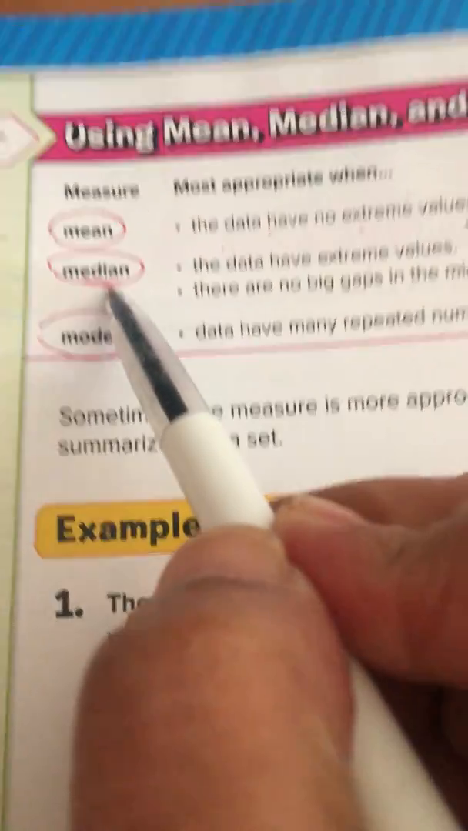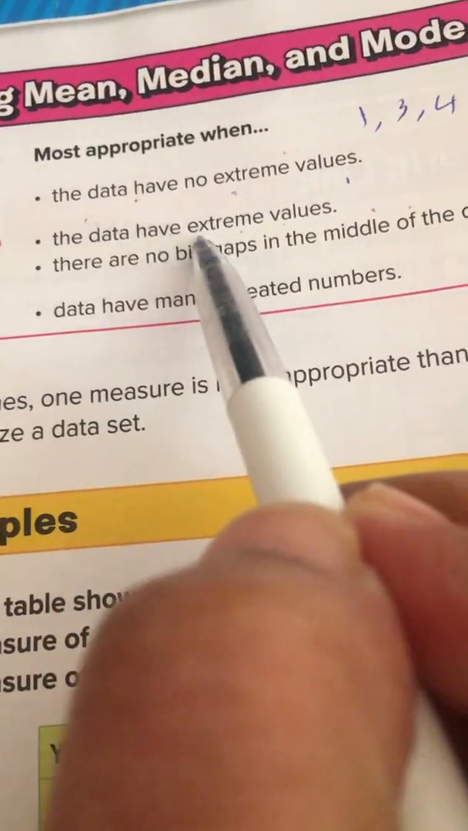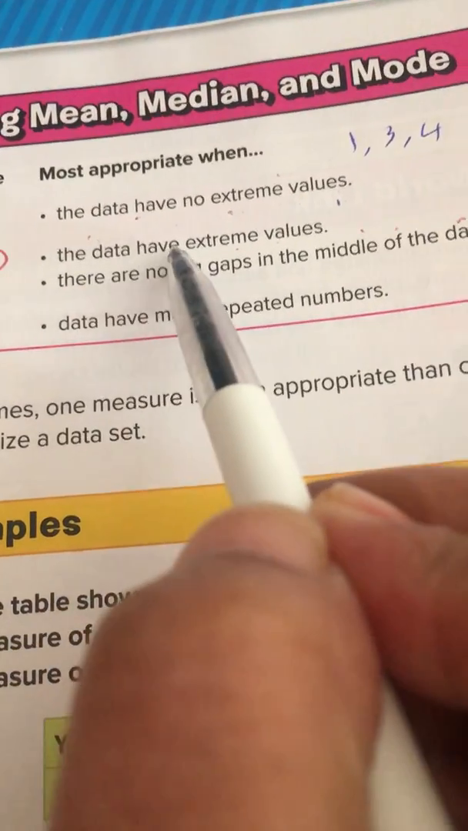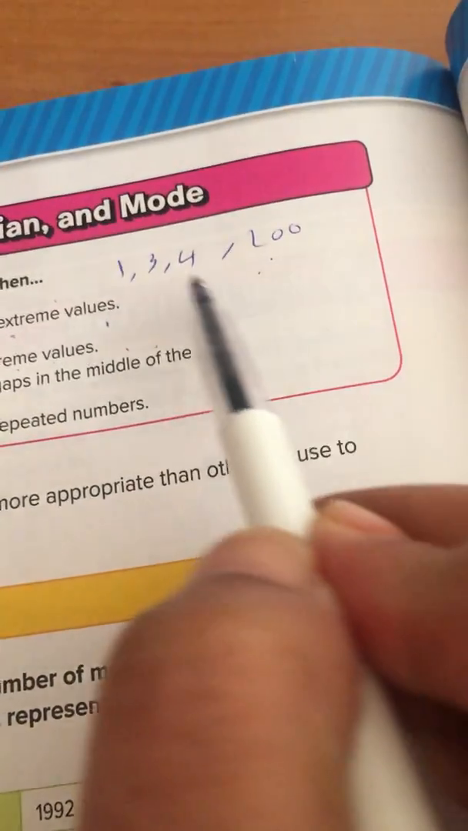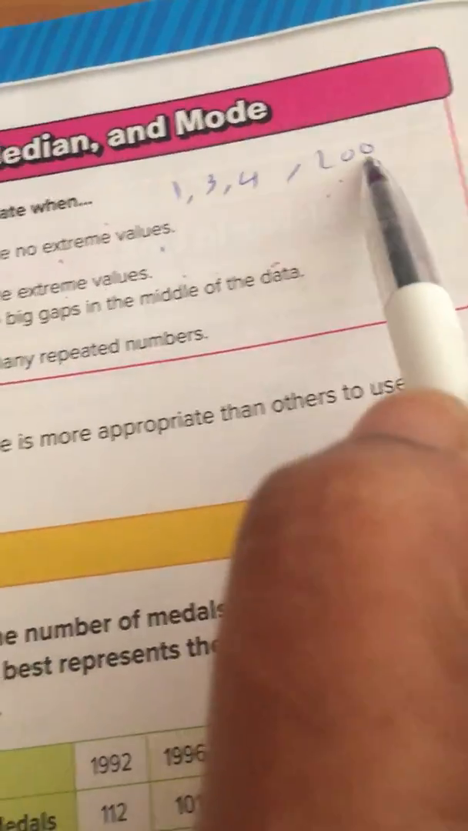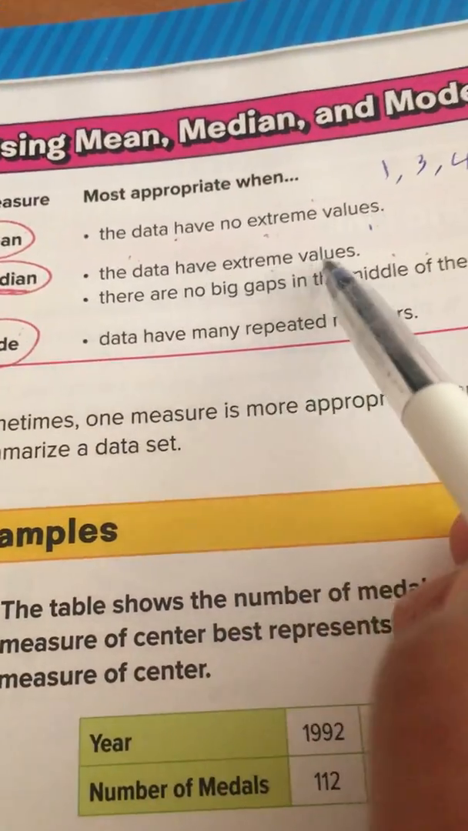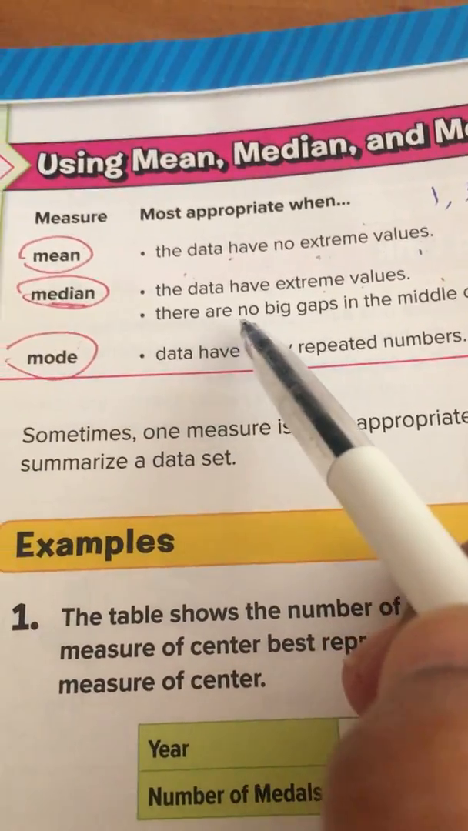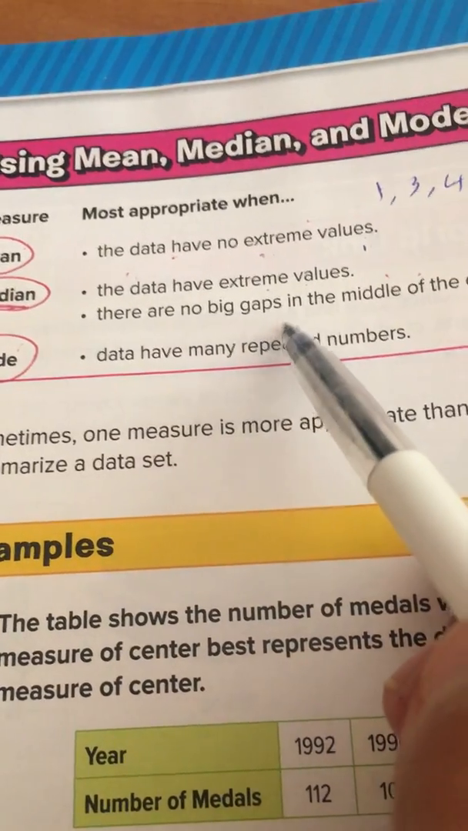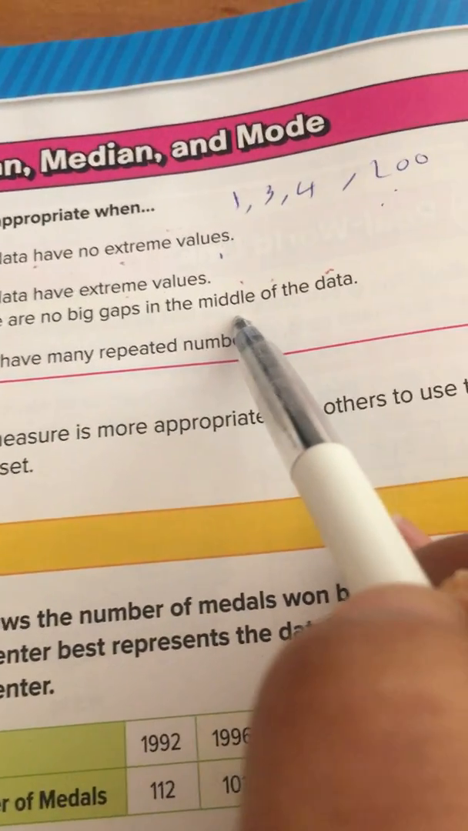Okay. The median is the best because the data have extreme value. If the data have extreme value, for 1, 3, 4, 200, 300, the median is the best, and there are no big gaps in the middle of the data.